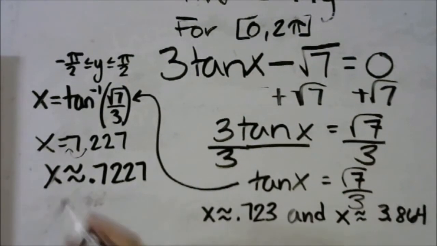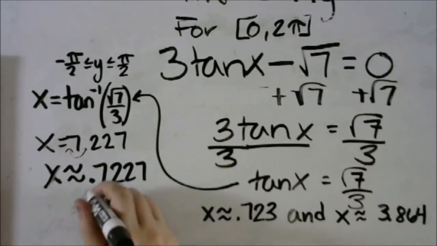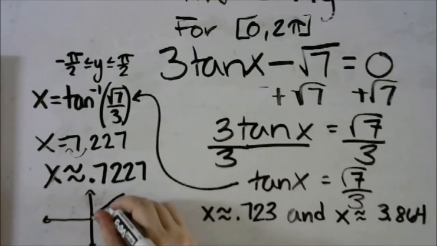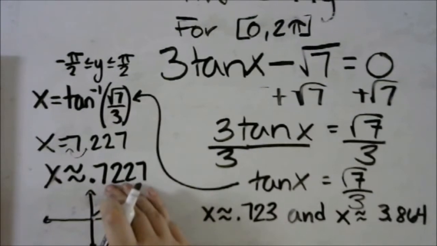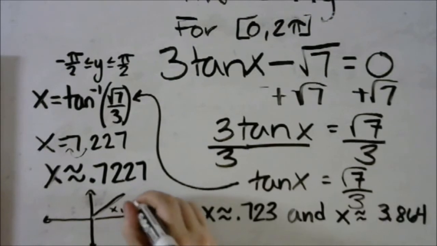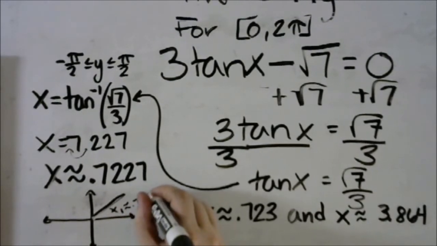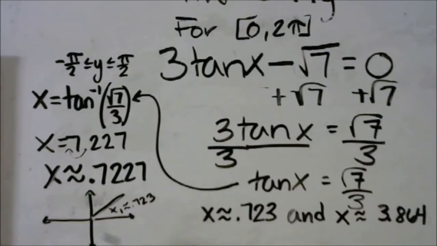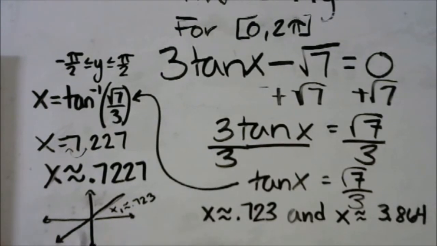In order to find the other solution, I like to create a visual, so that this first x is in quadrant 1. I also know that tangent is positive in only one of the other quadrants. Which of the other quadrants is tangent positive in? Hopefully, you were thinking the third quadrant. Tangent is the same in the third quadrant as it is in the first quadrant.